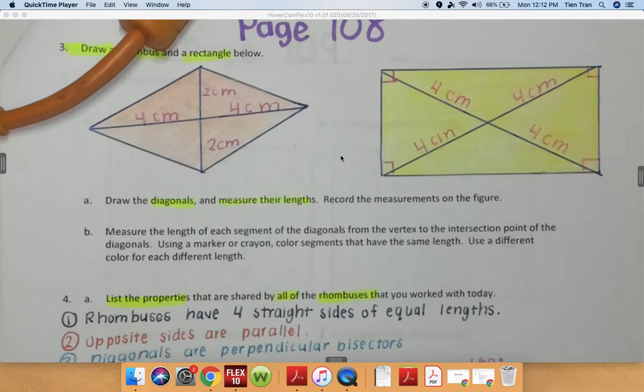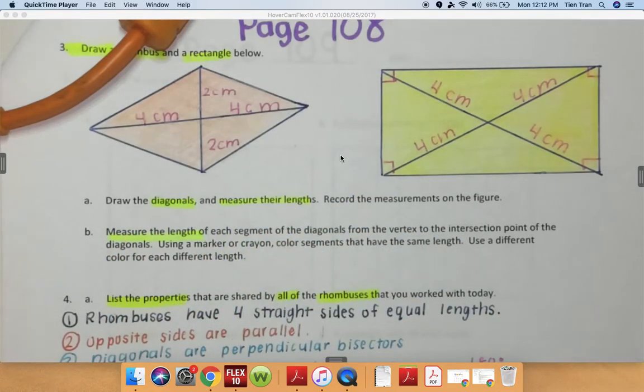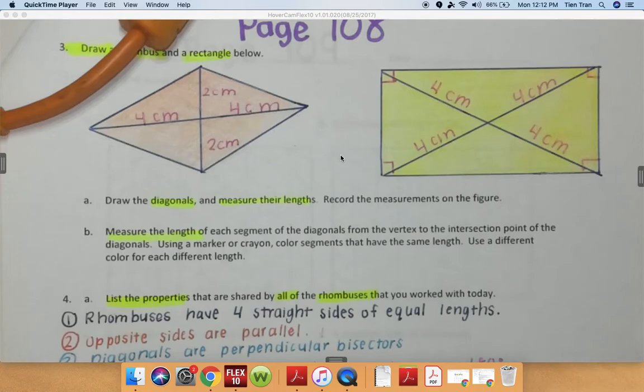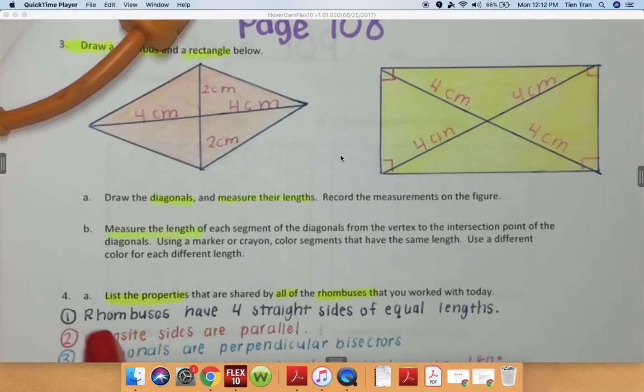B, and for B, it asked me to measure length, so that's what I did. I measured the lengths, 4 centimeters, 4 centimeters, so I did B already. And it says, from the vertex to intersection point of diagonals, using a marker or crayon, color segments that have the same length. Use a different color for each different length. So they're all the same length, so I didn't change the color. They're all 4 centimeters.